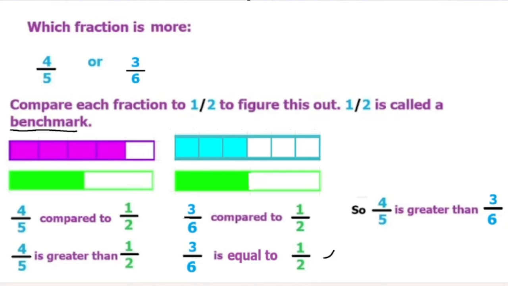So using the benchmark, you come up with the fact that 4/5 is greater than 3 over 6 because 4/5 is greater than the benchmark. And don't worry if you don't get this right away, just rewatch the video.